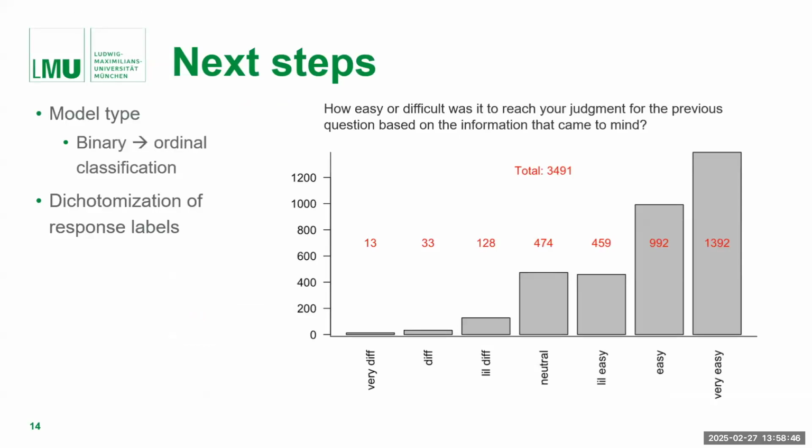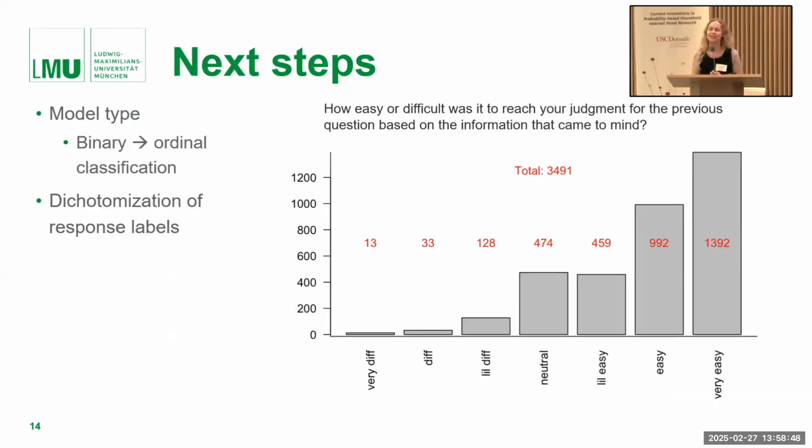Okay, so just very finally here, we see the responses for the follow-up questions, and this is similar for all of the questions. We have very few data points in the category of very difficult, difficult and a little bit difficult. So we're working on dichotomizing these into smaller groups. Okay, that is all.